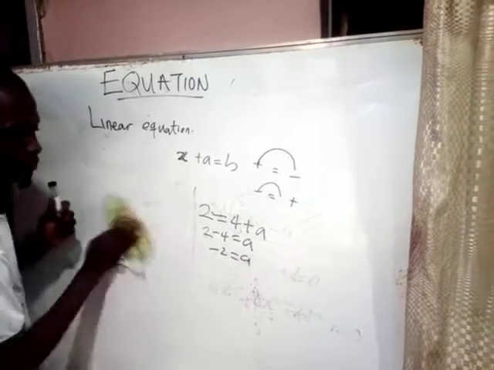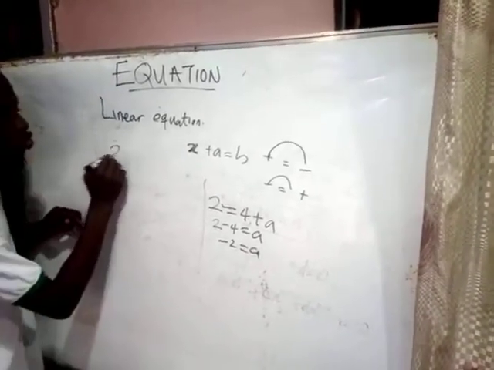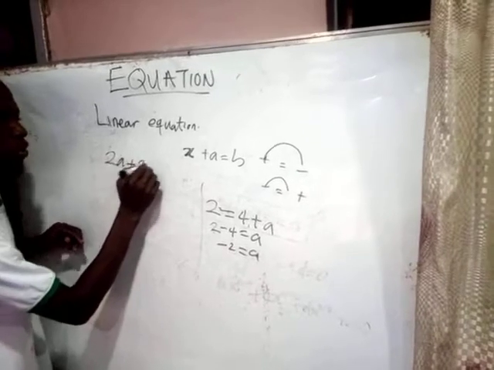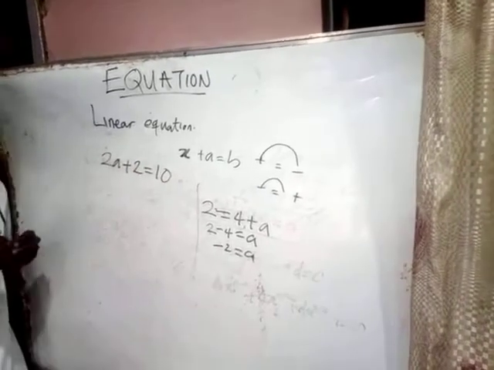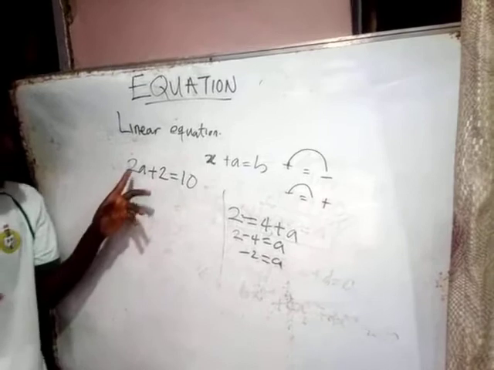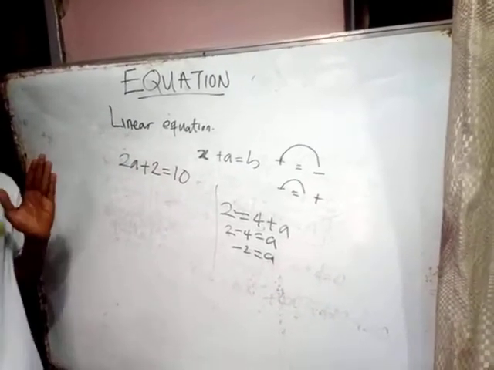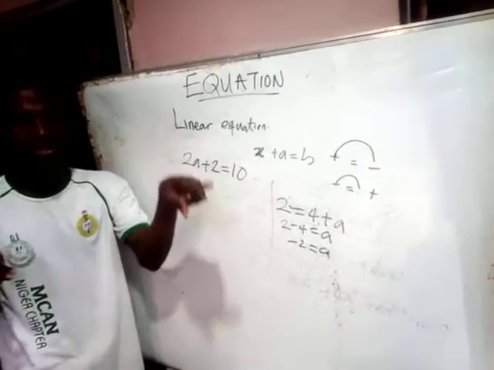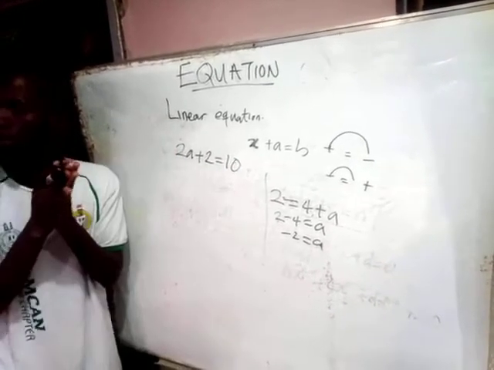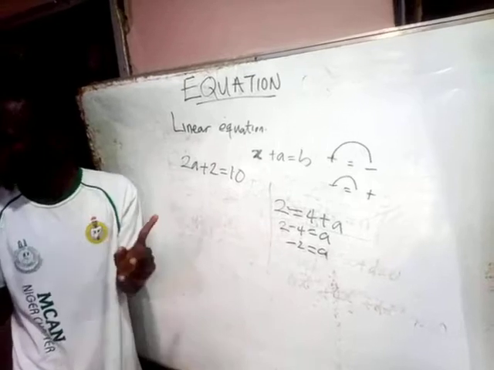You have a question: 2a + 2 = 10. Now we are making it complex. For a, now, a has a coefficient. The first thing you have to have in your mind, and in fact we will use it in our subsequent lecture on subject of formula, is the same method.